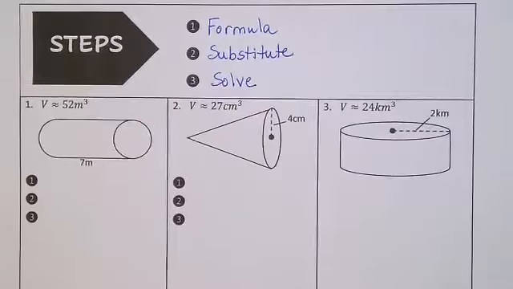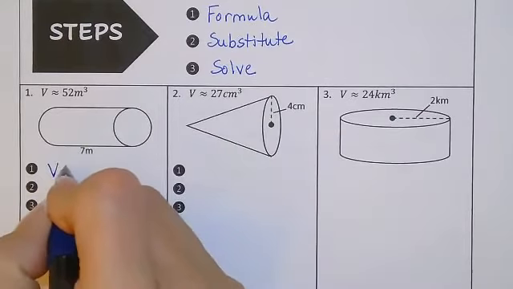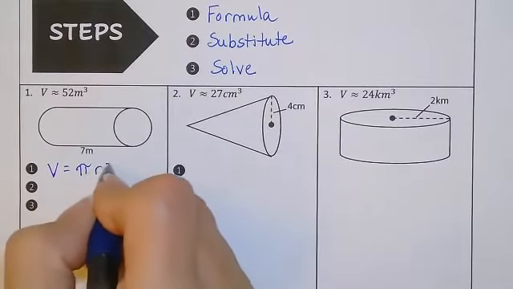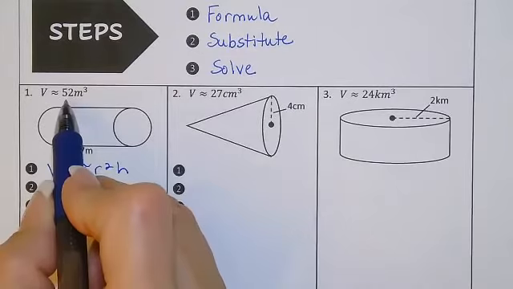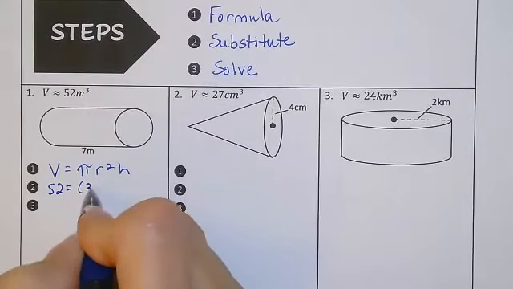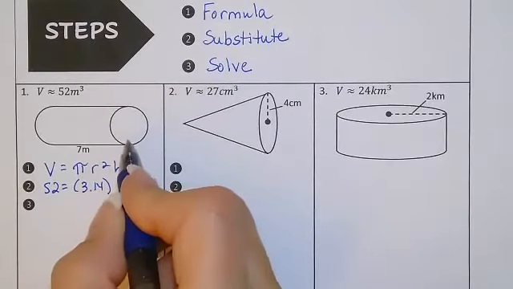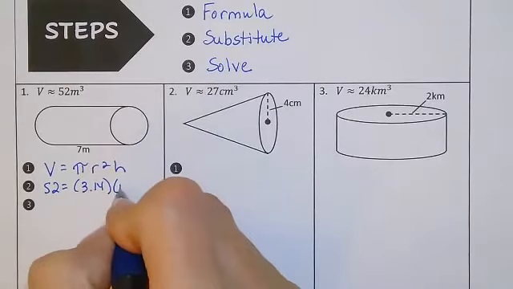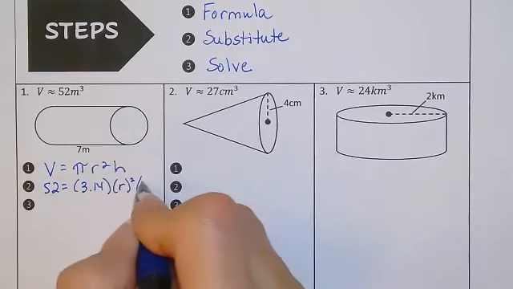All right, so let's take a look at this very first one, which is a cylinder. So we know that the formula is pi r squared h. Okay, next we're going to substitute. So this time we are given the volume, which is 52 pi. We do not know what our radius is. And we know that the height is 7.